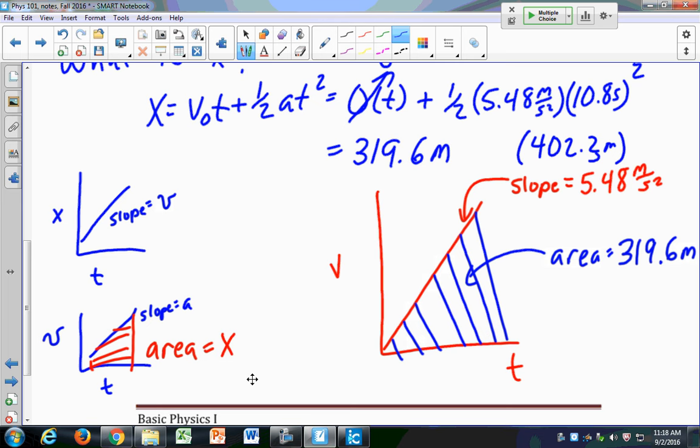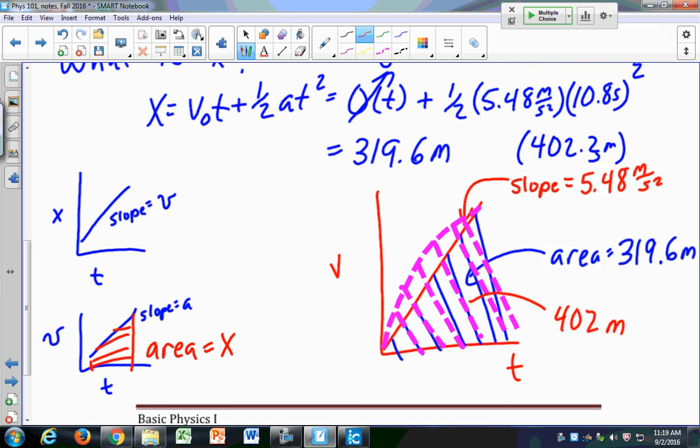So actually it's going to look like this. I like this line. You're going to like this. Watch this. It's going to look like that. So, because this area will now be bigger, it'll be 402 meters.